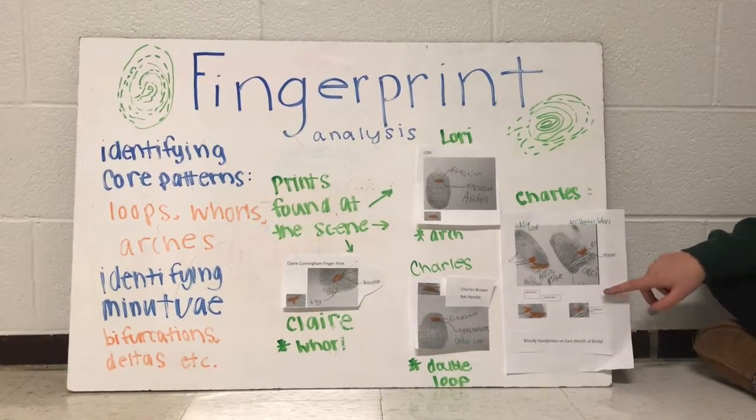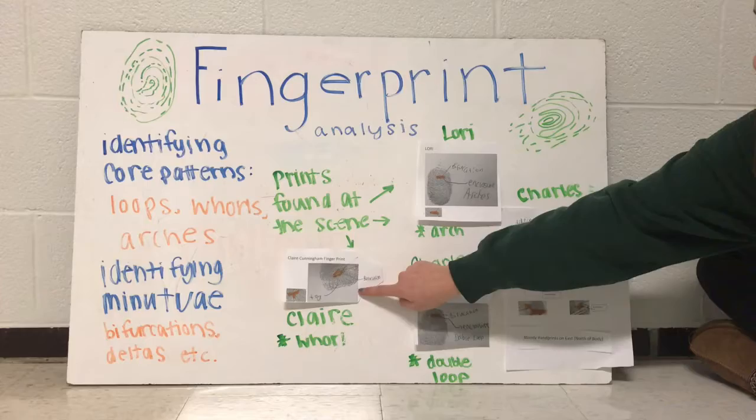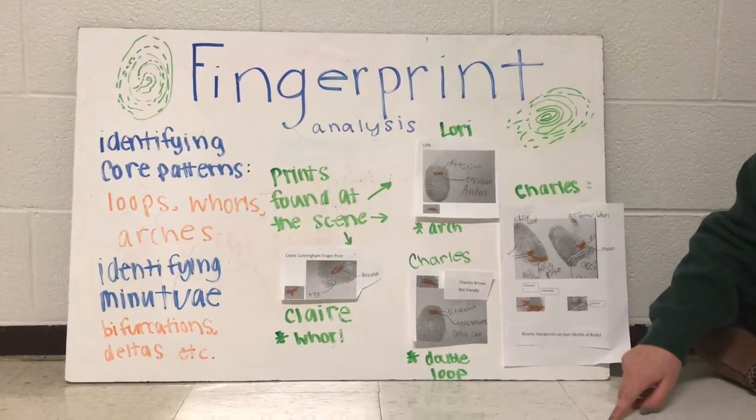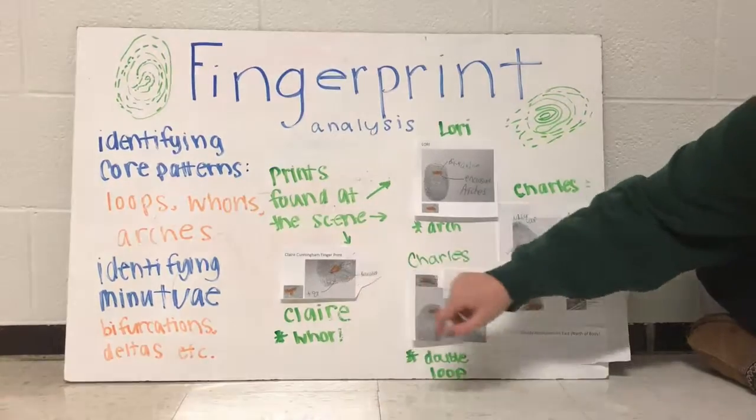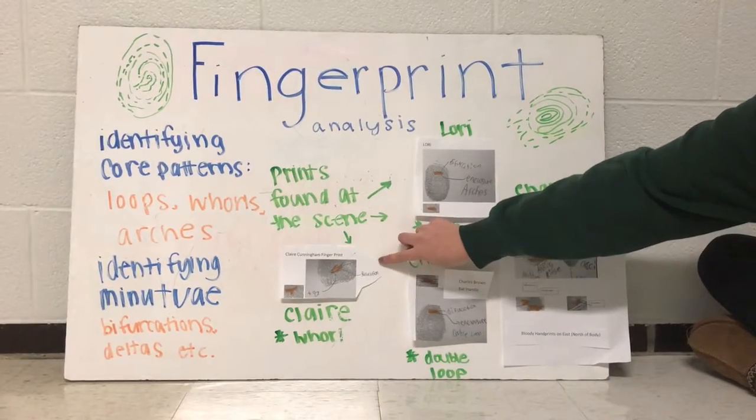Lastly, we looked at Claire. When more information came out about her and her hair, we noticed that she had a whirl and a bifurcation and a dot that matched exactly like the one on the locker room that was used.